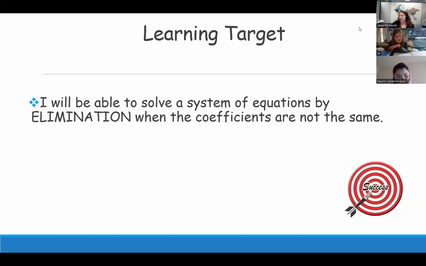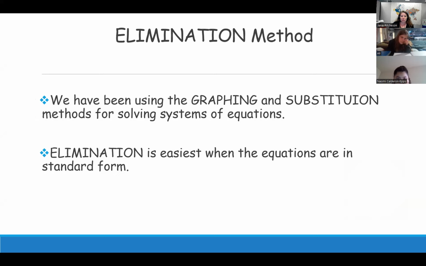All right, so last week, or 2 weeks ago, I guess, I showed you guys how to solve systems of equations by graphing. And now I need to show you how to solve systems of equations by elimination. Elimination is easiest when the equations are in standard form. You all know the difference between standard form and slope-intercept form, right?